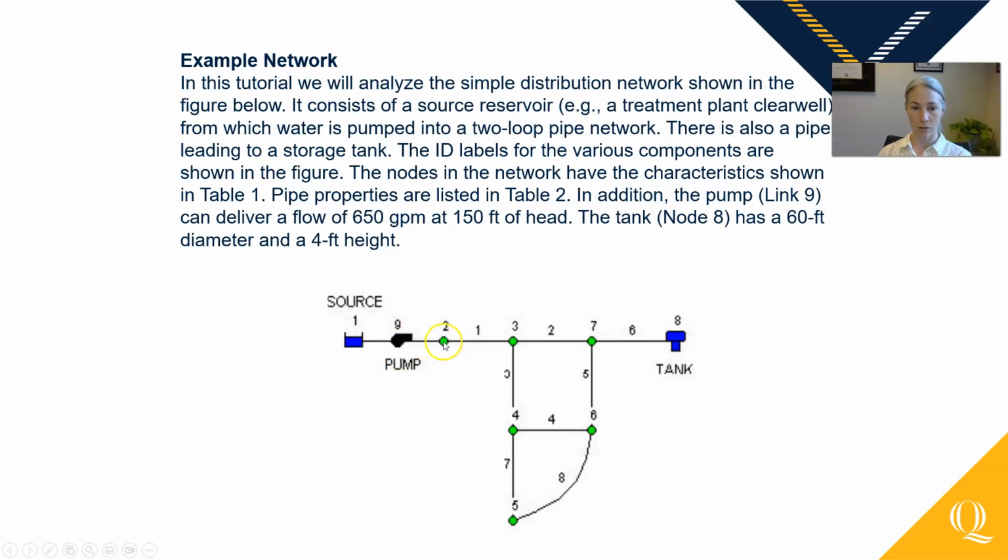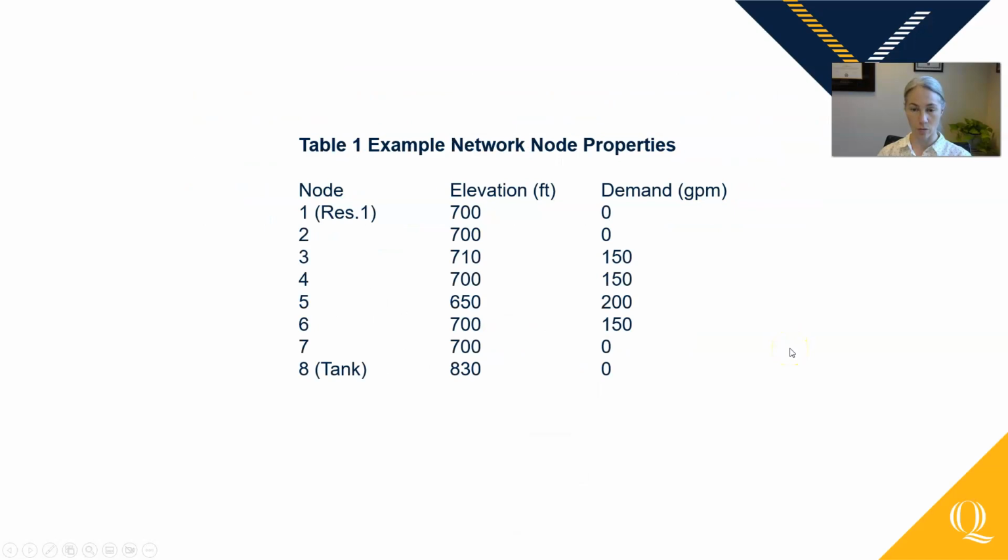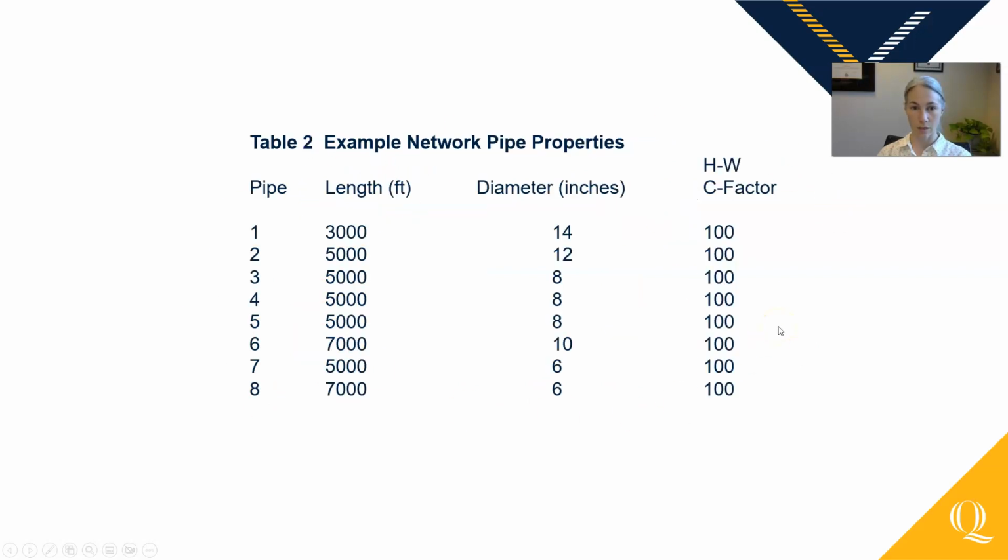Each of these nodes and pipes has attributes that are on the next slides, and we'll go over those. And then there's a tank here as well. The pump has a rating of 650 gallons per minute at 150 feet of head, and the tank has a diameter of 60 feet with a height of 4 feet. So each of these pipes and nodes has individual attributes that we'll assign once we are in the EPANET software. Here are the attributes for each of the nodes, and here for the pipes. So we'll go into EPANET software in just 1 minute.